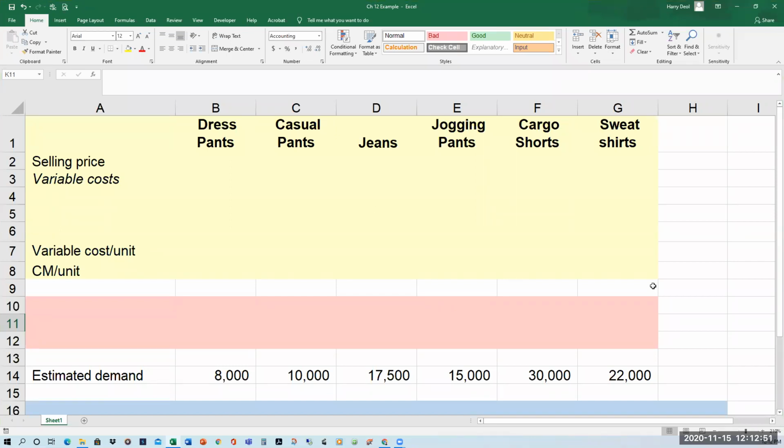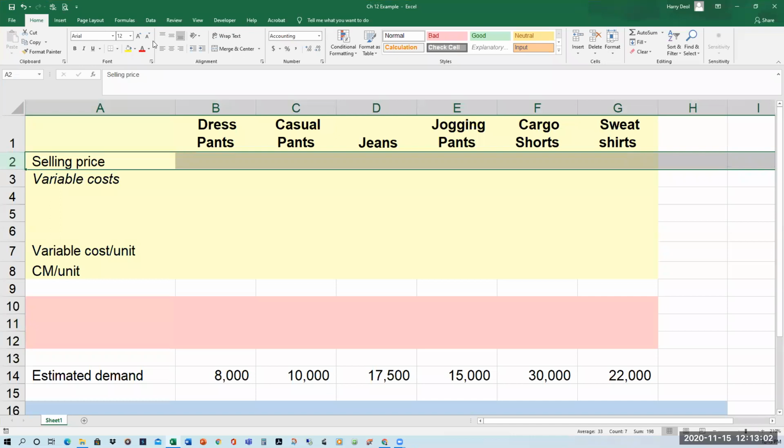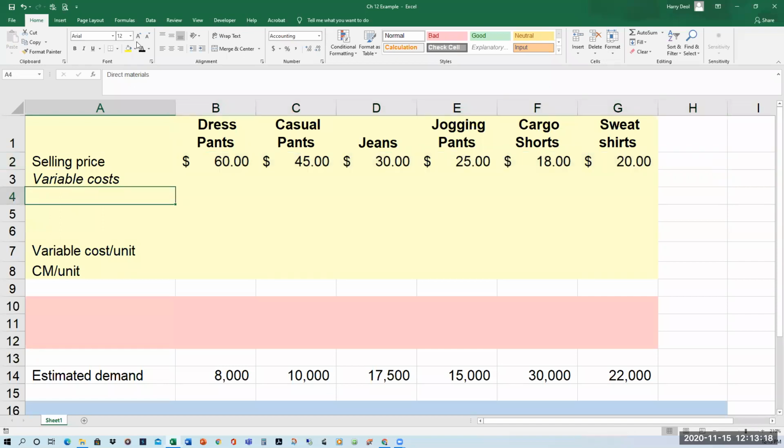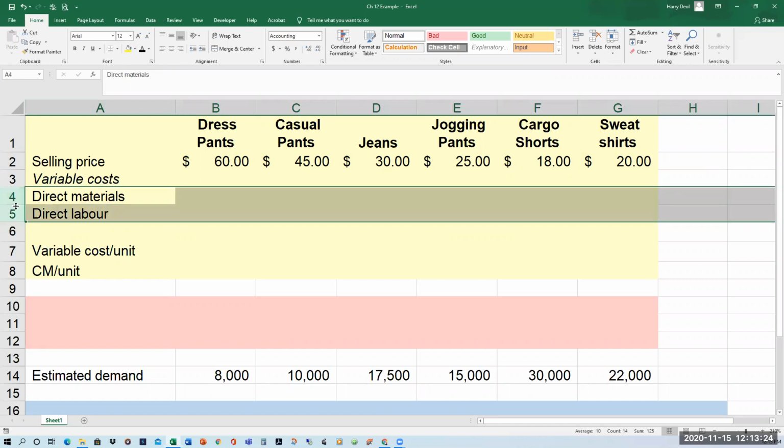So here we will try to calculate the items and the quantities to produce. We will start out with the selling prices that are given to us in the problem. Dress pants sell for $60 a pair, casual pants $45, jeans at $30, jogging pants at $25, cargo shorts at $18, sweatshirts at $20. We'll also look at the variable costs. We were given information on the direct materials and the direct labor, the per unit costs.